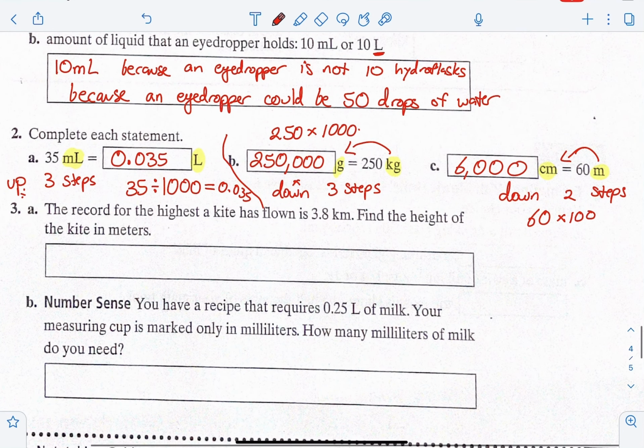All right, the record for the highest a kite has flown is 3.8 kilometers. Find the height of the kite in meters. So you're going from kilometers to meters, 3.8 kilometers to how many meters? So go ahead and pause your video and do this one on your own, and then we'll come back and check.